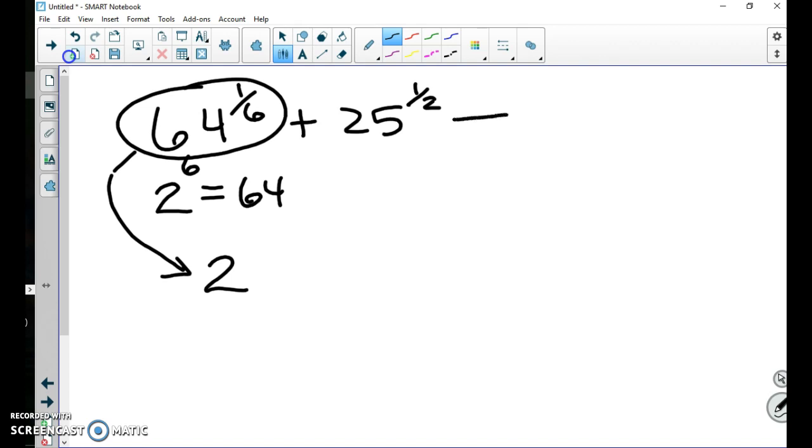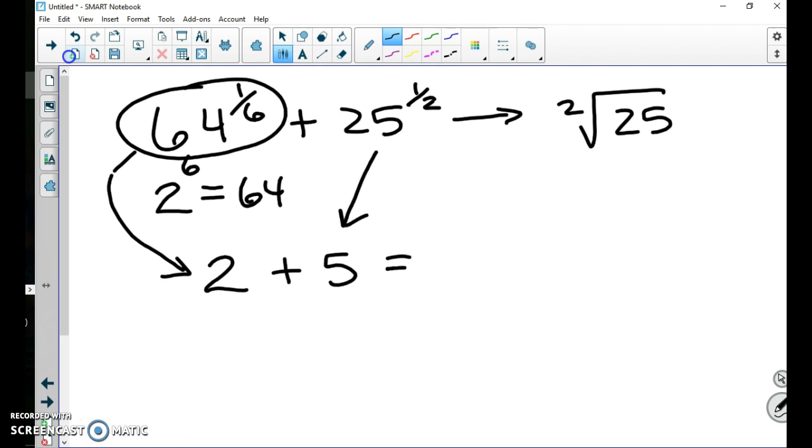And we know that we're saying right here, the square root of 25, what times itself is 25. We know that solution to be 5. So our final answer, 7. We've taken the rational exponent and simplified.